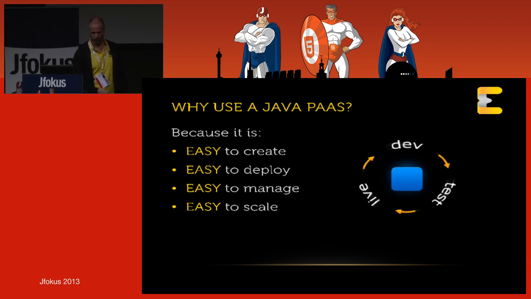So why use the Java PaaS? Because it's easy. It's so easy for you to create an environment, to manage it and deploy it, and also to scale it and also to terminate it when you're done with it. So for development and the projects, the life cycle of your application, it works really, really good.